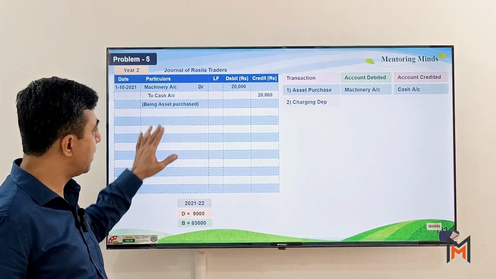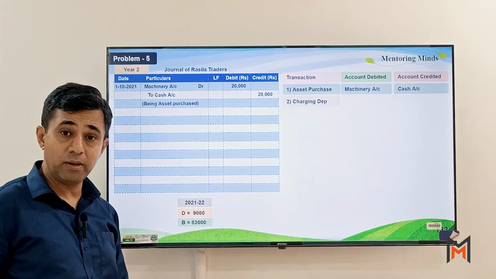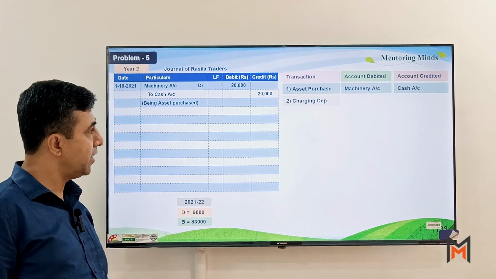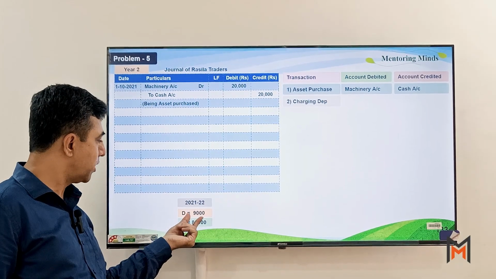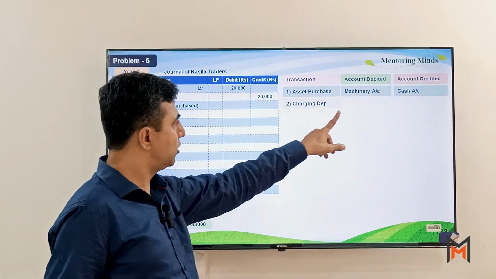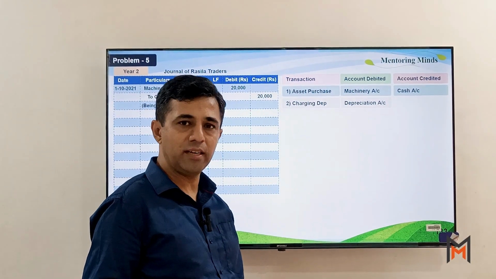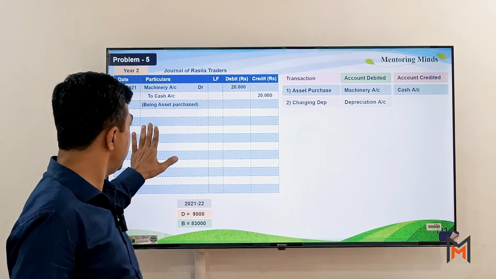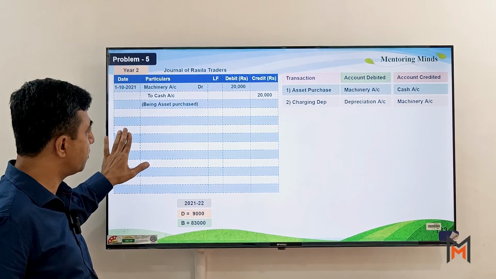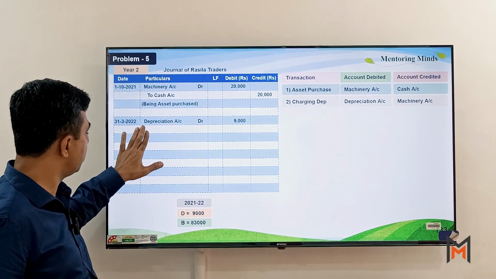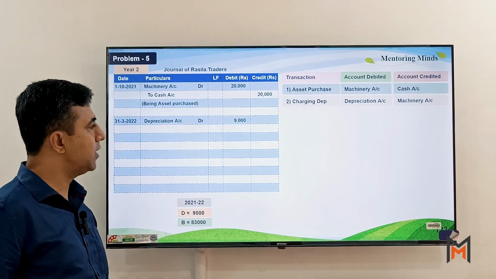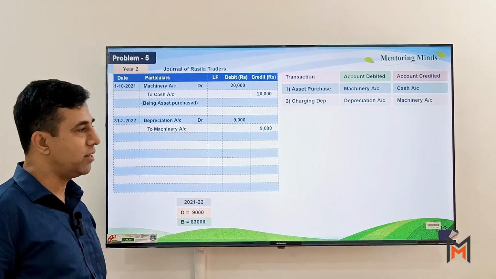Now we are going to charge depreciation at the end of the year. अब हमारे पास 2 asset हैं, right? First asset and second, the total depreciation is 9,000. Journal entry is depreciation to machinery. Fine sir. Same entry we are going to write at the end of the year. हम लिखेंगे 31st March 2022 depreciation account debit to machinery account.